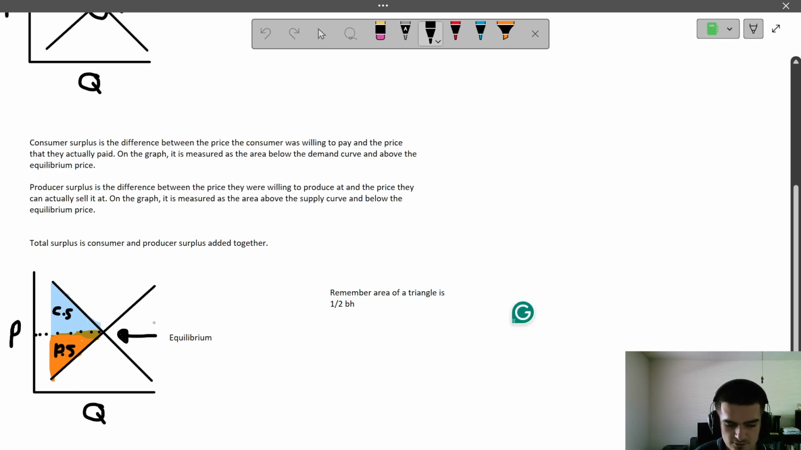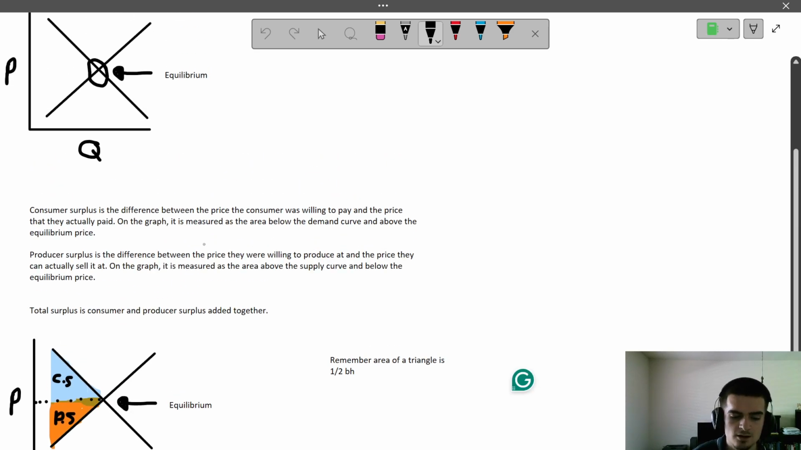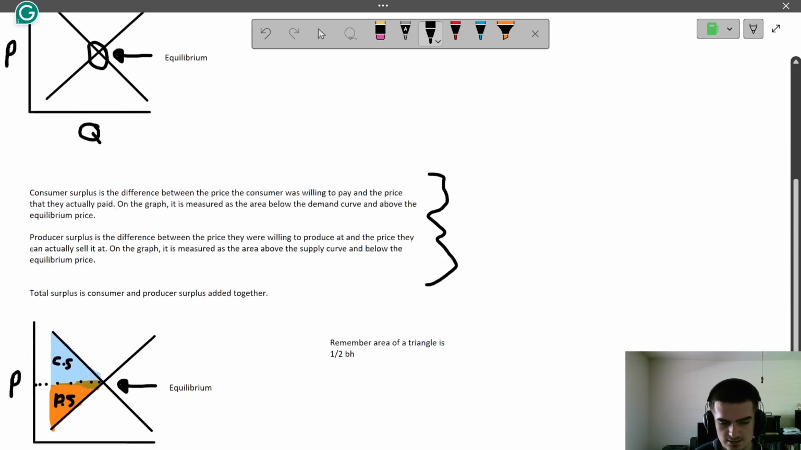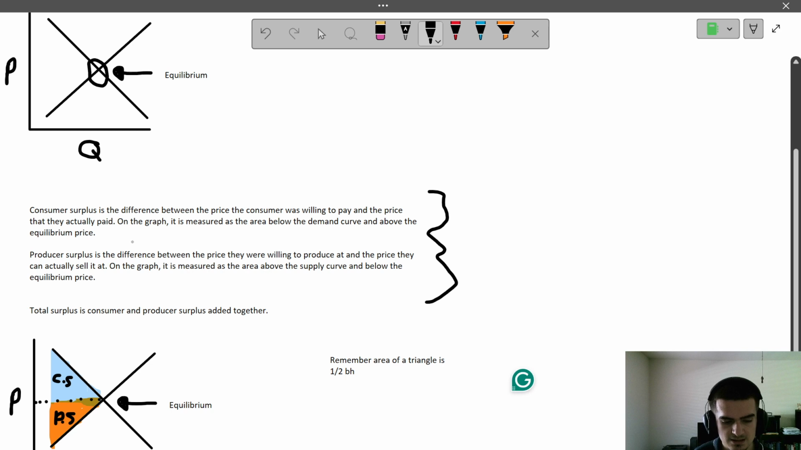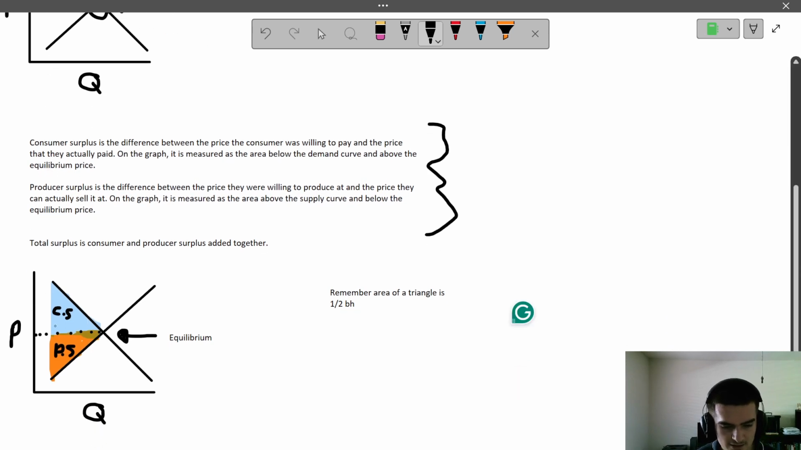And from the graph, there are two concepts you need to understand from 2.6. And that's consumer and producer surplus. Consumer surplus is the difference between the price the consumer was willing to pay and the price that they actually paid. So on the graph, this is measured as the area below the demand curve and above equilibrium price. So right here, this triangle.